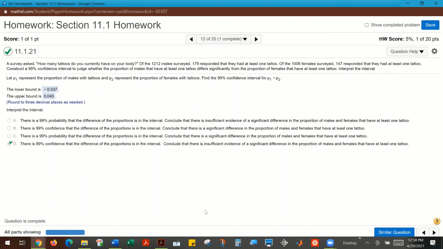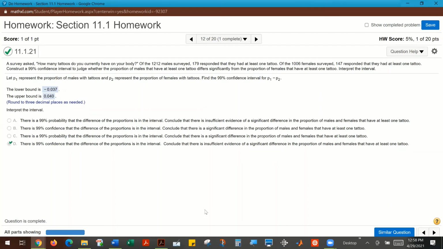So you're going to go under Stat, then we go under Proportion Stats. We have two samples, right? One for male, one for female. And we don't have the raw data, we just have the summary. So you want to click on With Summary. So under sample one, we'll put the male information. That was 179 who said they had at least one tattoo out of the males, and a total of 1,212. For the females, we had 147 females who said they have at least one tattoo, and a total of 1,006 were surveyed.